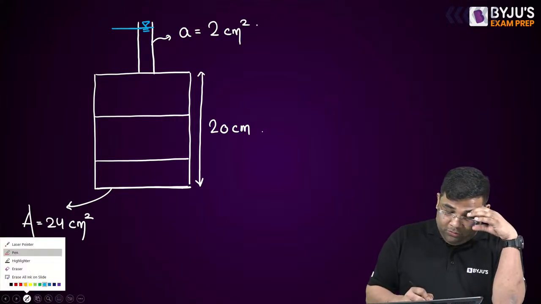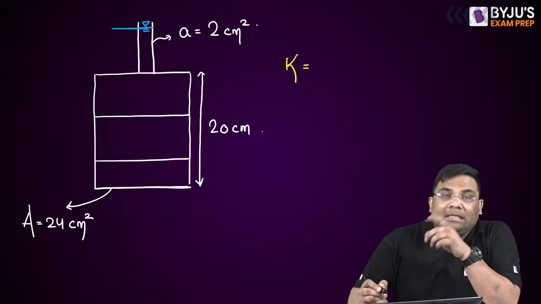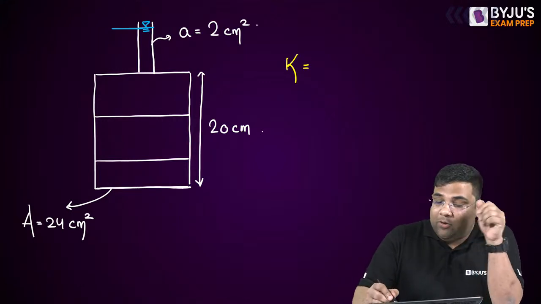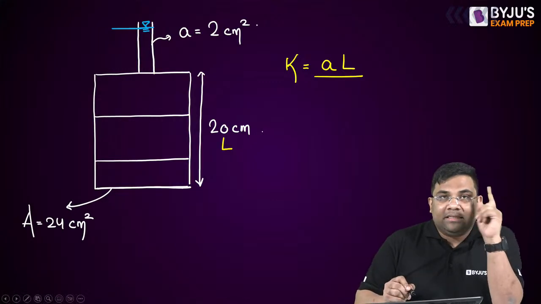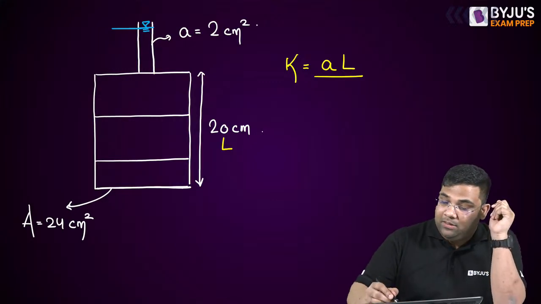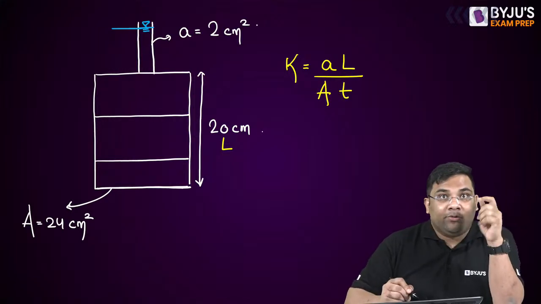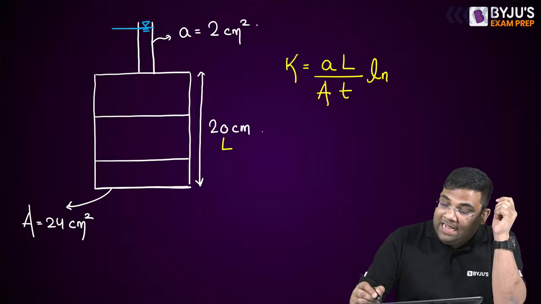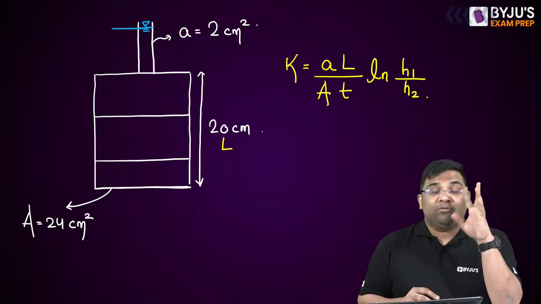So, we know the formula for finding K using the falling head test. That is K equals small a, area of the standpipe, into L, length of the sample, divided by capital A, area of the soil, into time taken, into ln H1 by H2.